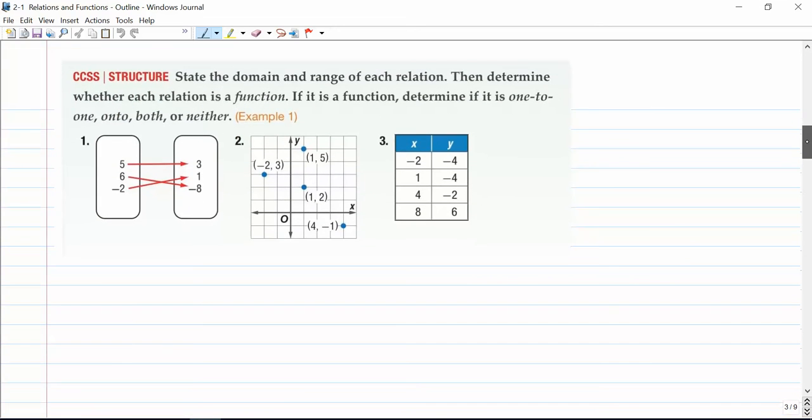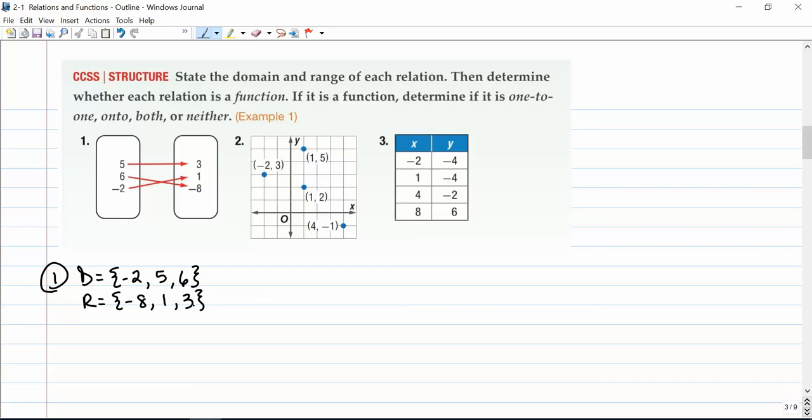Let's take a look at a couple examples here right out of the textbook. It says state the domain and range of each relation, then determine whether the relation is a function. And if it is a function, determine if it is one-to-one, onto, both, or neither. So in example number 1 here, we have a mapping, and I'll go ahead and put the answers down here. Our domain, remember we write that as a set, are the elements in the first bubble here. So -2, 5, and 6. The range are the elements in the second bubble, -8, 1, and 3.